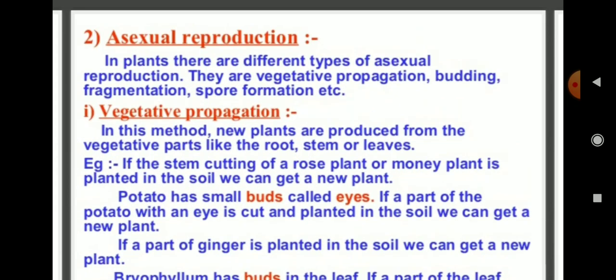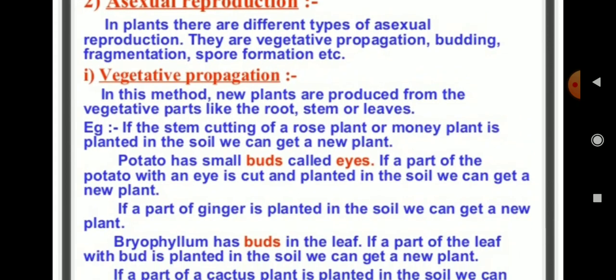Asexual reproduction. Asexual reproduction has different types. They are vegetative propagation, budding, fragmentation, spore formation and so on. First, vegetative propagation. What is meant by vegetative propagation? In this method, new plants are produced from the vegetative parts like the root, stem or leaves.